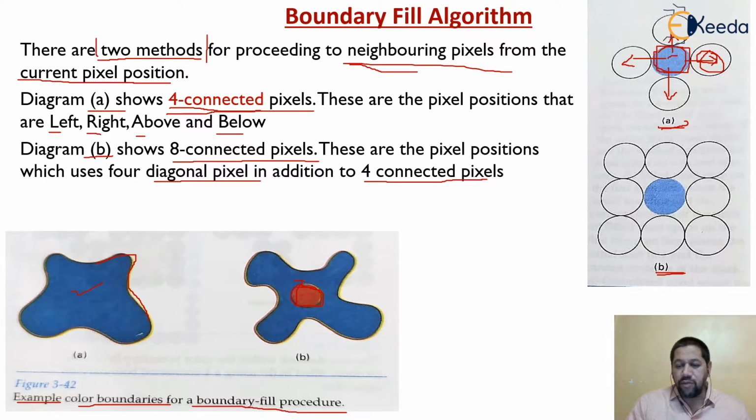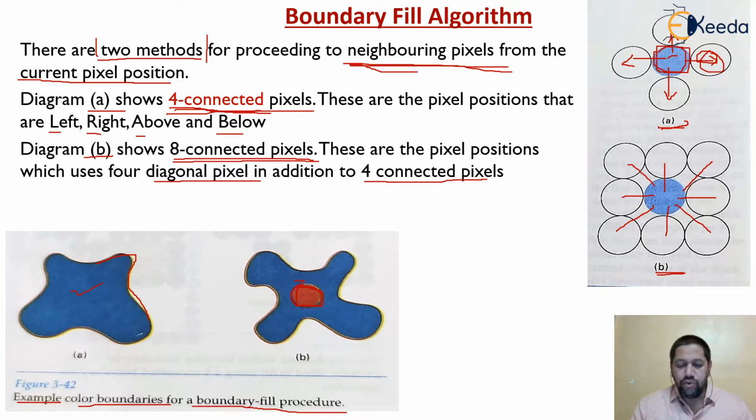So I have the pixels at left, right, top or above, and below. These are the four connected, but I am also taking all these four diagonal direction pixels into account. This is called eight connected pixel. So for considering the neighboring pixels, I have two approaches: I may consider the four connected, or I may consider the eight connected pixels.